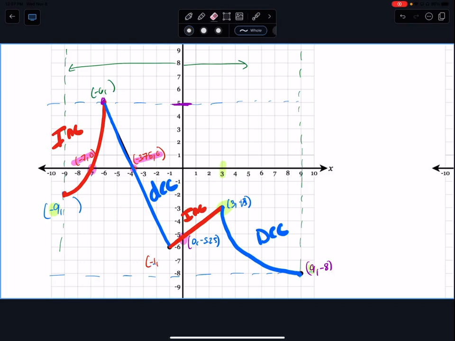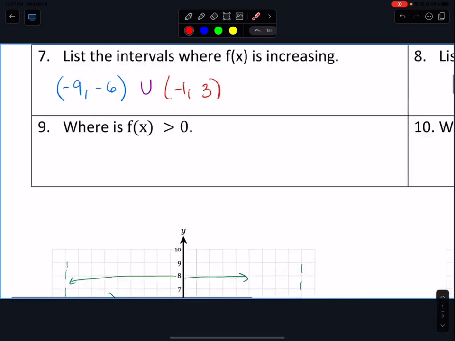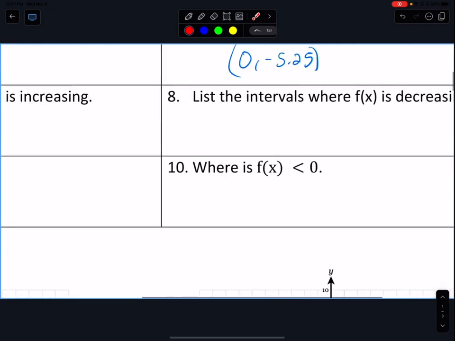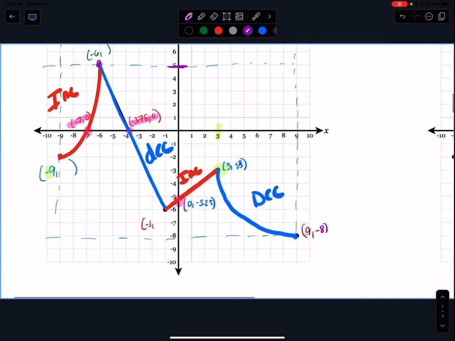So where does it start to decrease? At -6. Where does it stop decreasing? -1, right? So it starts at -6 and stops at -1. Okay, so there's my first interval. -6, comma, -1. Always from least to greatest, right? -6 is smaller than -1. All right, where else? Well, I got this one checked.